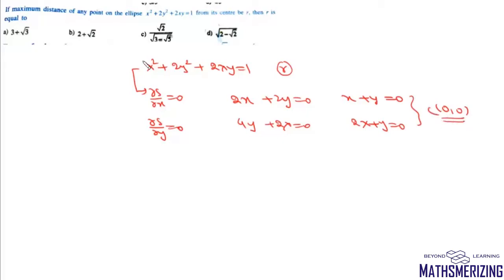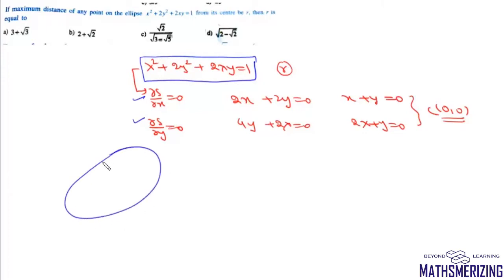We haven't studied it as yet, but this equation represents a central conic whose center is at 0, 0. So we need not do all that. Now we need to find the maximum distance of any point on this ellipse from its center. So what we'll do is we'll use the polar equation. Say this distance is r and its angle is theta.